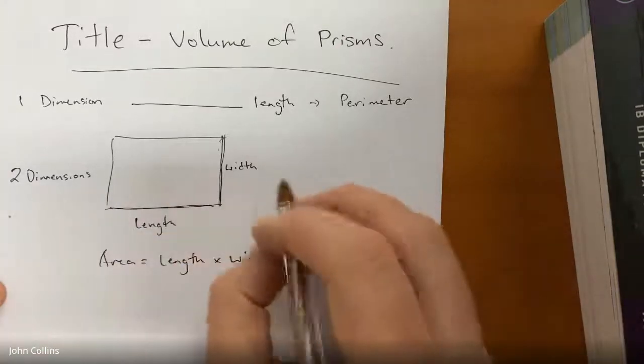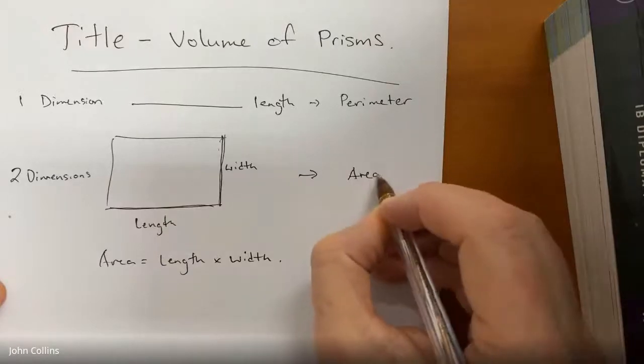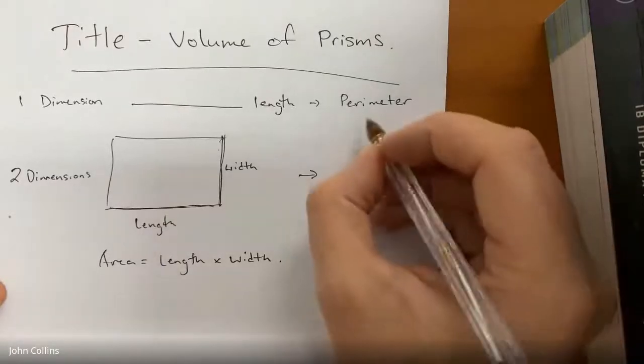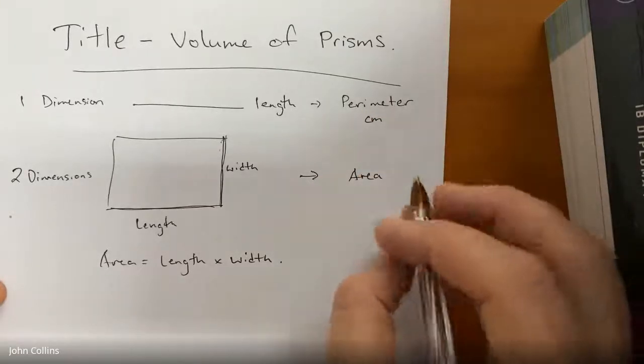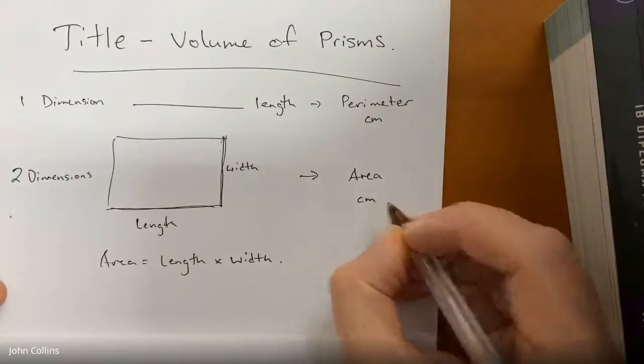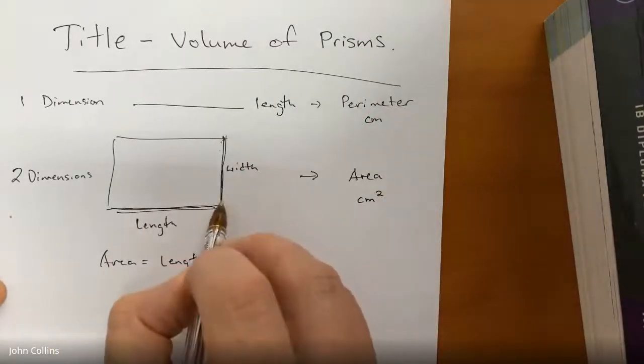Two dimensions then moves into, of course, when we deal with this in maths, we talk about areas. Perimeter would be measured just in centimeters, if that's the unit we're using. If we're using centimeters in area, it is centimeters squared because it's centimeters times centimeters.